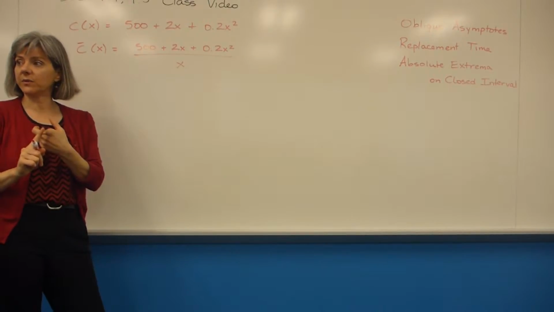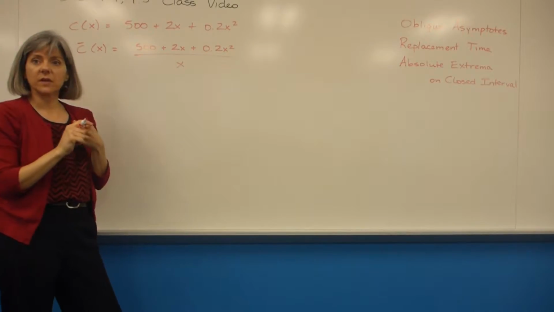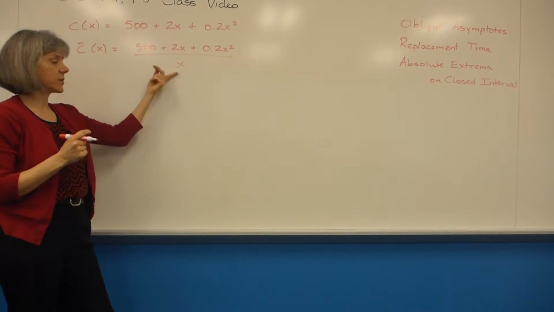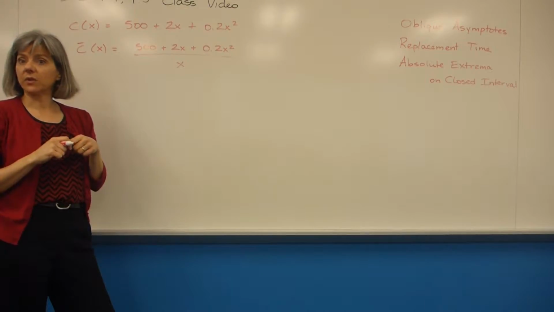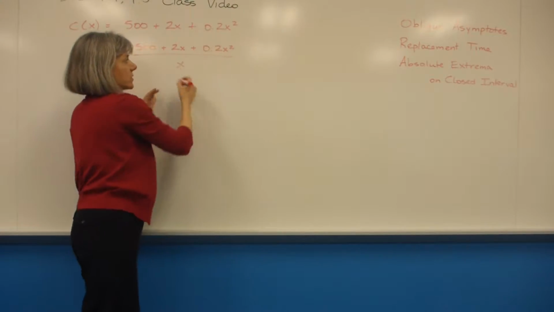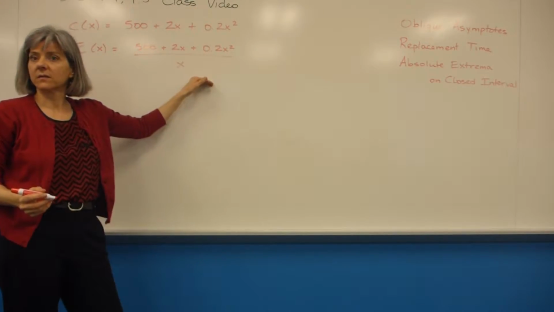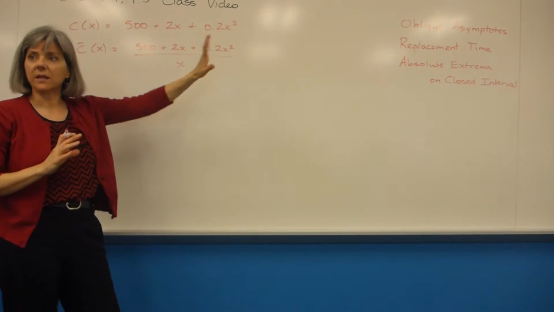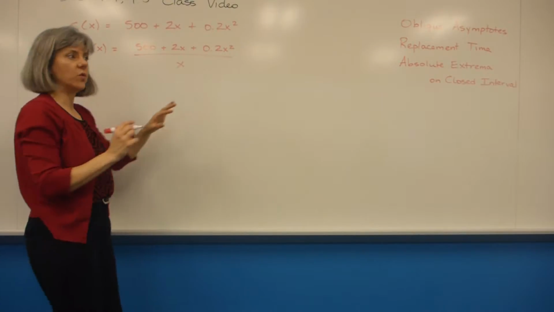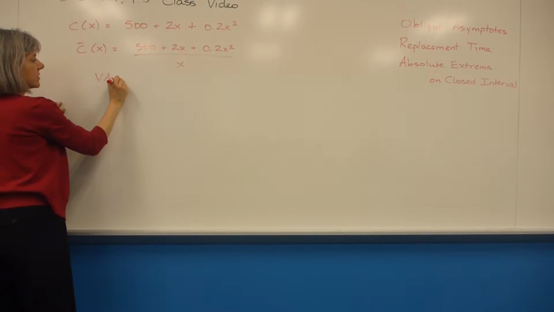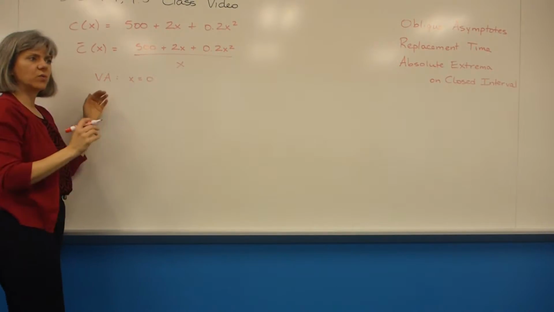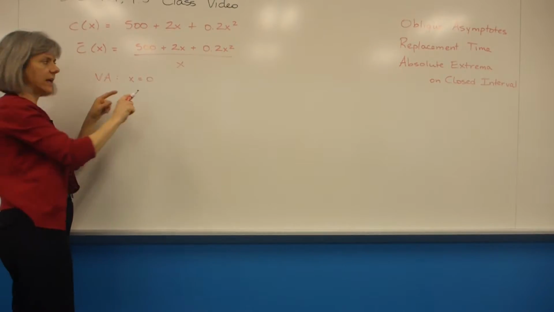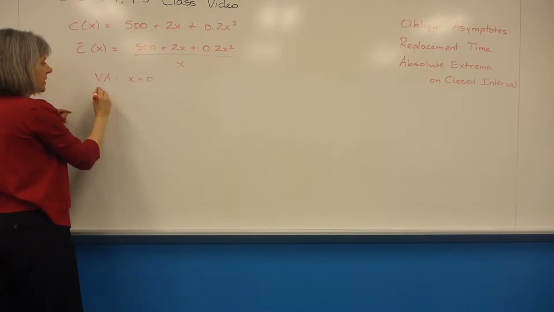So it's a rational function. So we know we have asymptotes. First, what is our vertical asymptote? x equals 0. Do we have a horizontal asymptote? Check leading terms. x squared over x. As x gets big, that's going to get big, so there's no horizontal. So we have vertical, x equals 0. And do not write VA equals 0. Go ahead and write the equation, x equals 0.